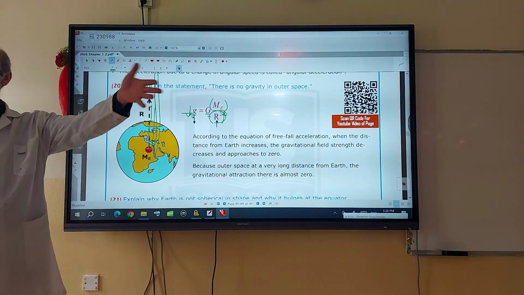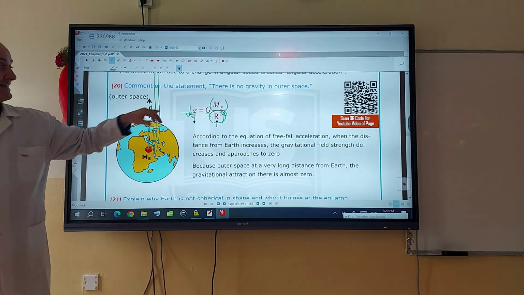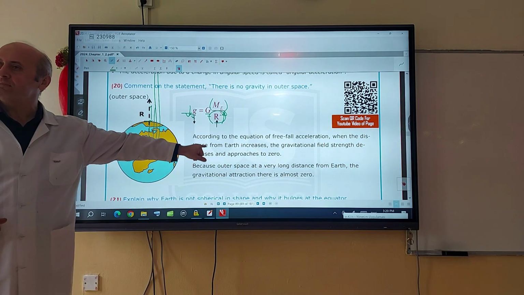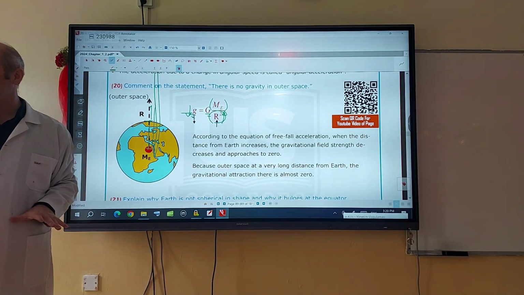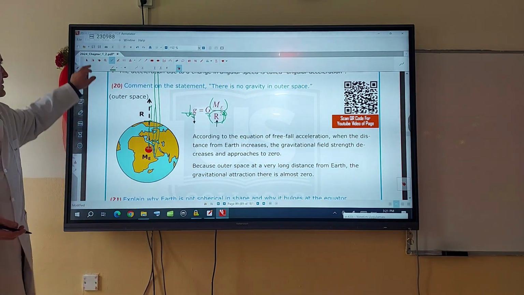And this is outer space, so far from this object. If it's so far from the object, g is that small, almost zero. Yeah, there is no gravity in outer space means that. And next one.